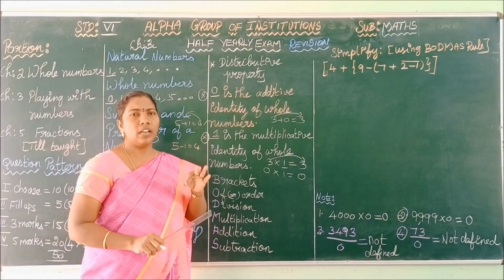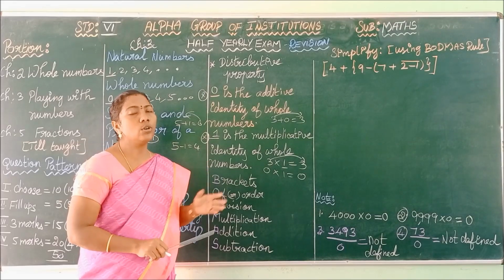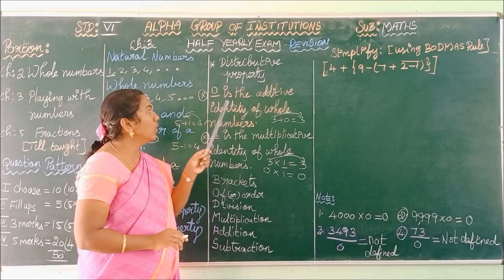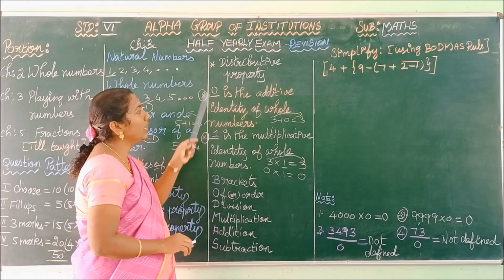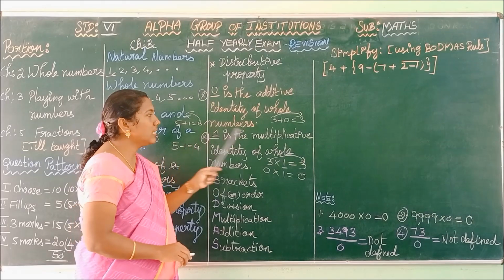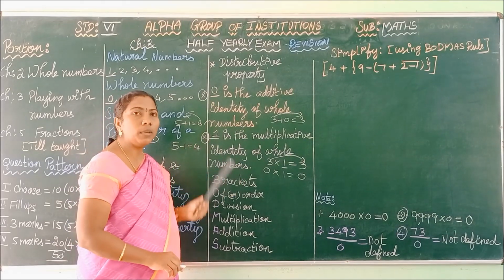You have to take 3 elements and 2 operations. So you just go through your classwork about those properties. Okay. So remember these 2 things, children. Dash is the additive identity of whole numbers: 0. Dash is the multiplicative identity of whole numbers: 1.